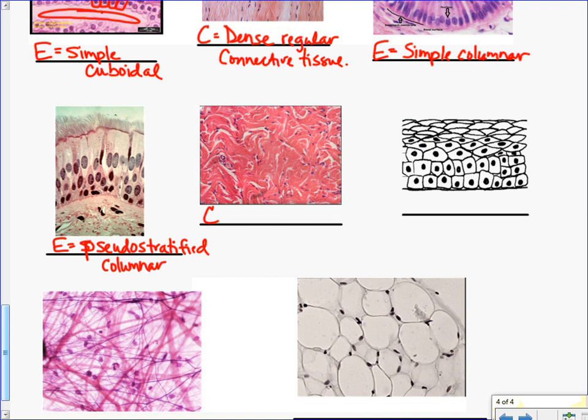All right, is this one going to be epithelial or connective? Connective. Dense or loose? Loose. Nope. That one's dense. Is it regular or irregular? Irregular. How about this one? Epithelial or connective? Epithelial. What kind? Stratified. It's going to be stratified squamous.